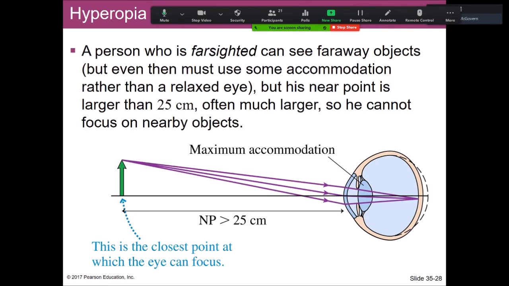But the idea for hyperopia is that your near point is not where it's supposed to be. You still see things far away, so your far point's still infinity, fine. But your near point's not 25, it's greater than 25. And so you have to have some kind of corrective lens that allows you to create effectively an image that puts it where it's supposed to be.